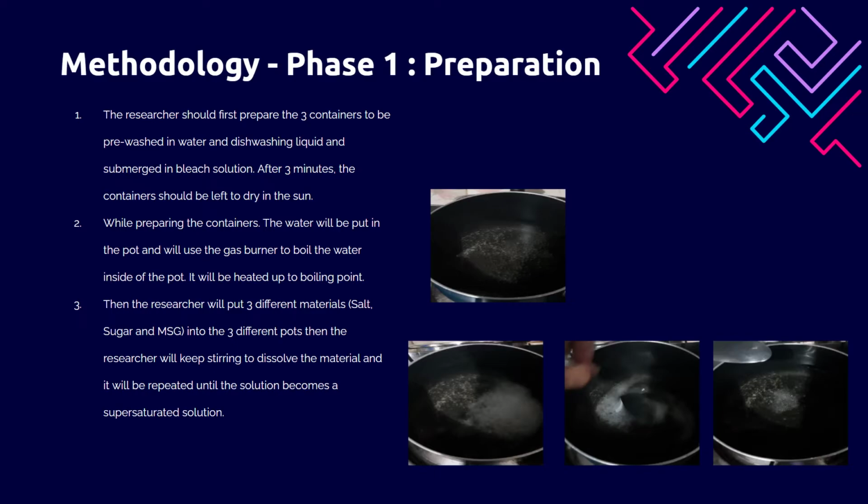Then the researcher will put 3 different materials, salt, sugar, and MSG, into the 3 different pots. Then the researcher will keep stirring to dissolve the material, and it will be repeated until the solution becomes a supersaturated solution.